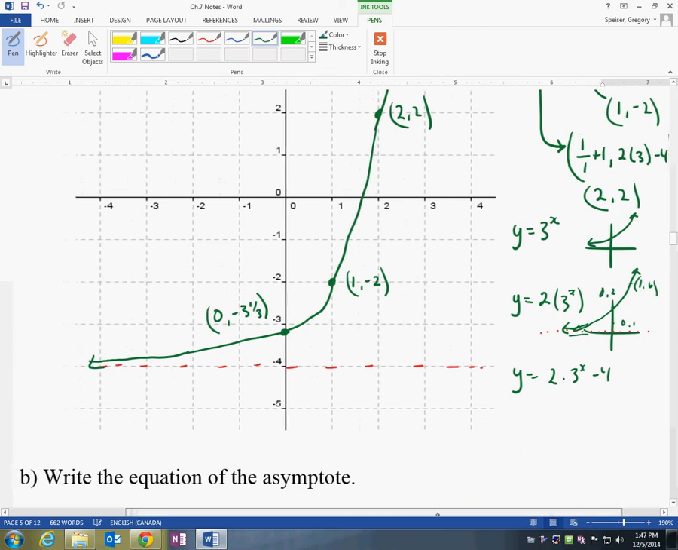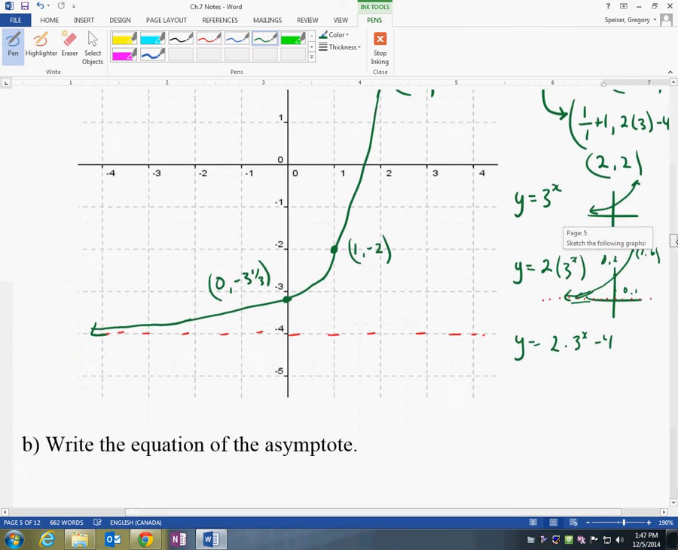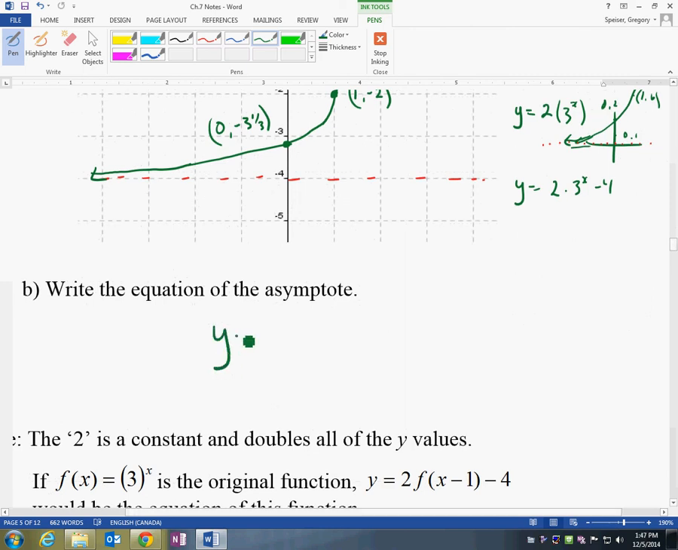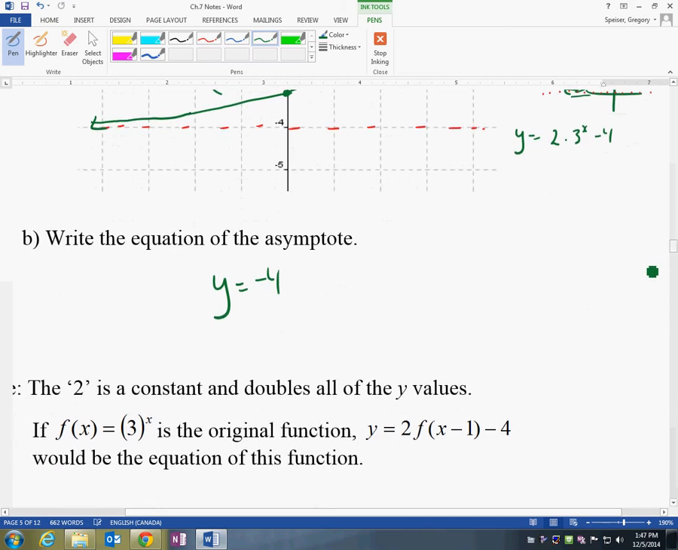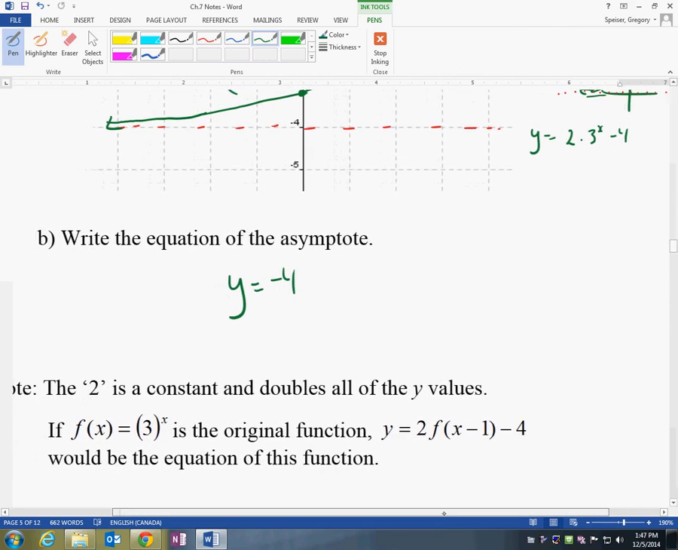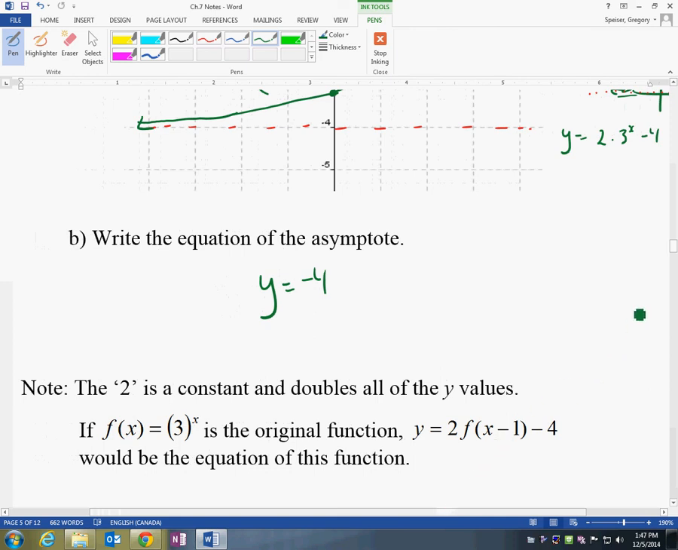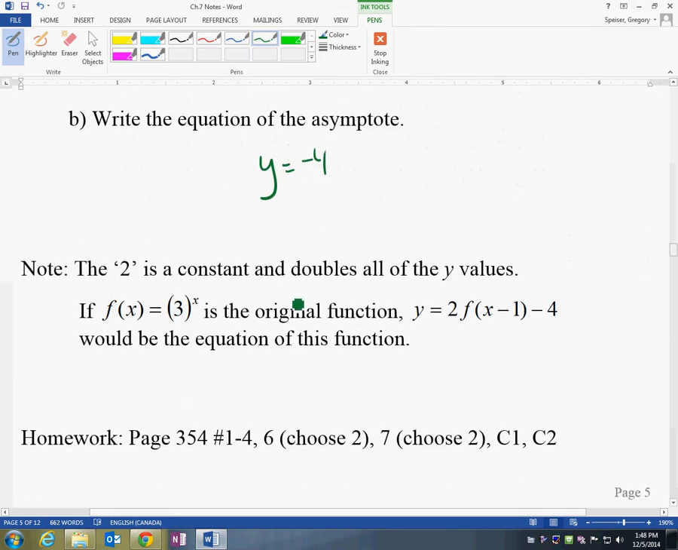It says write the equation of the asymptote, and the asymptote is going to be equal to y is equal to negative 4. A couple of notes on the bottom. It says that 2 is a constant and doubles all the y values. If f of x is equal to 3 to the x is the original function, this is a nice way to pick out the function notation, because you can really see the transformation values. And b would be equal to 1 because there's nothing showing over there.